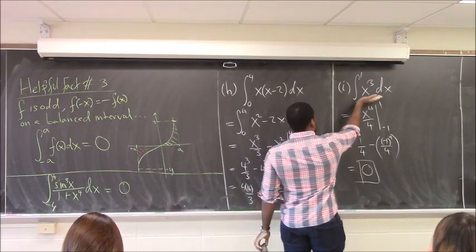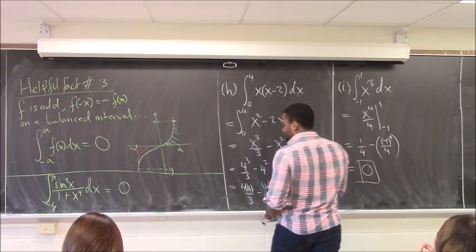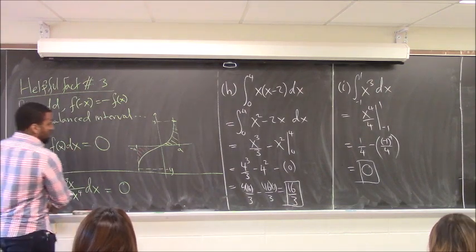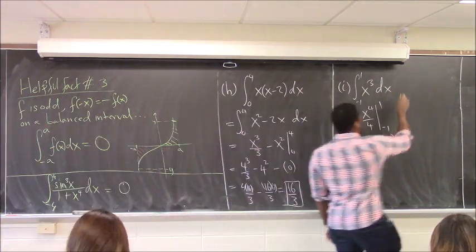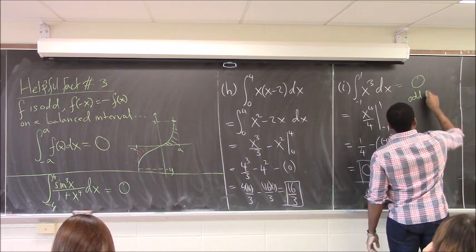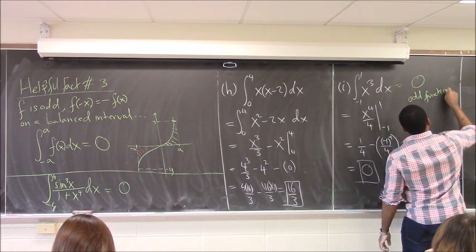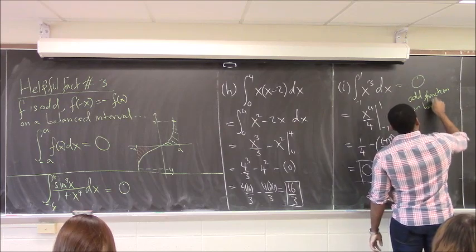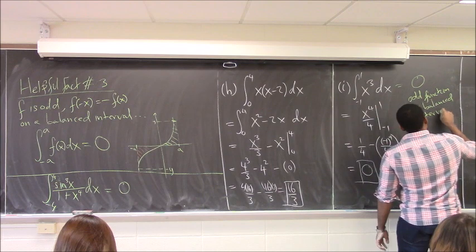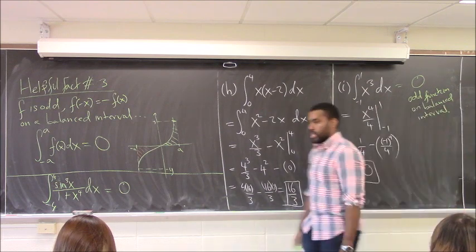So you see x cubed integrated between -1 and 1. You'll notice that x cubed is an odd function. You could immediately here say, oh, this is 0 because odd function on balanced interval. Such functions always integrate to 0.